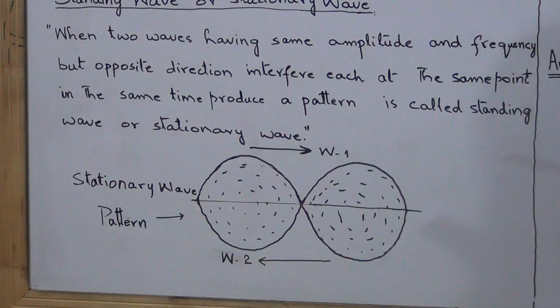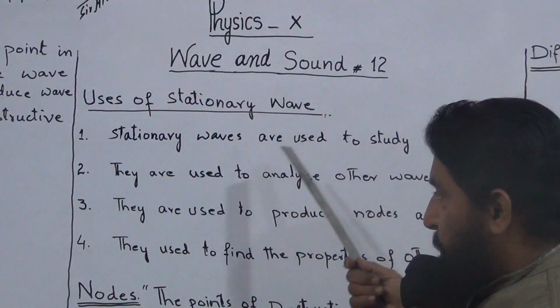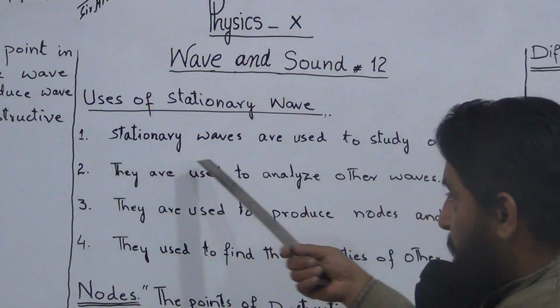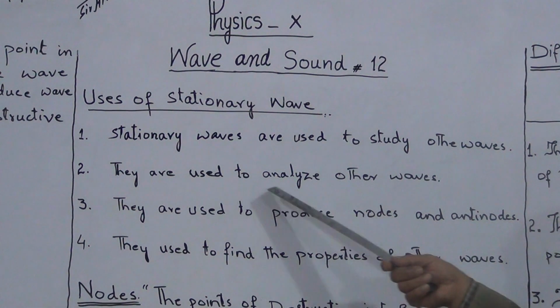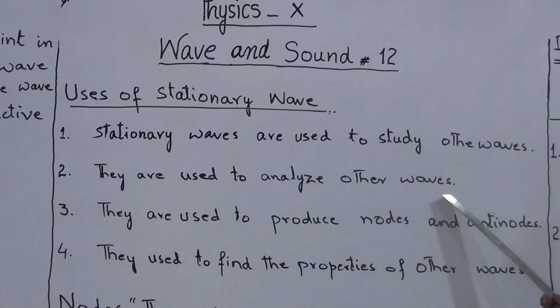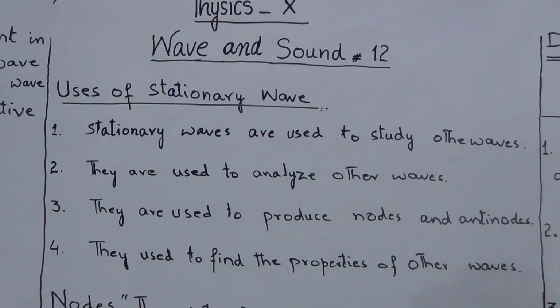How will we use this standing wave or stationary wave? Uses of stationary waves: number one, stationary waves are used to study other waves. They are used to analyze other waves. They are used to produce nodes and antinodes. They are used to find the properties of other waves. So these are the simple uses of stationary waves.